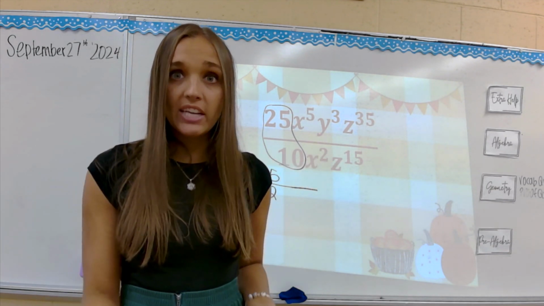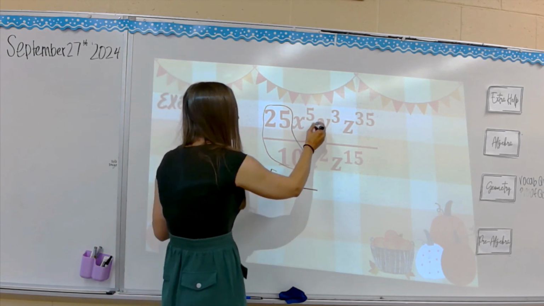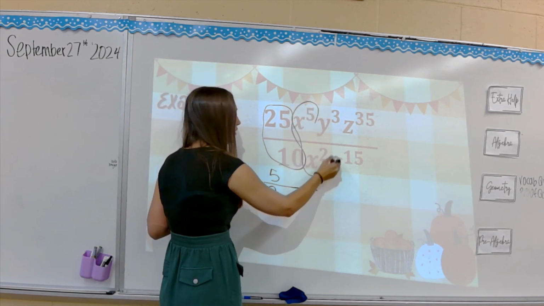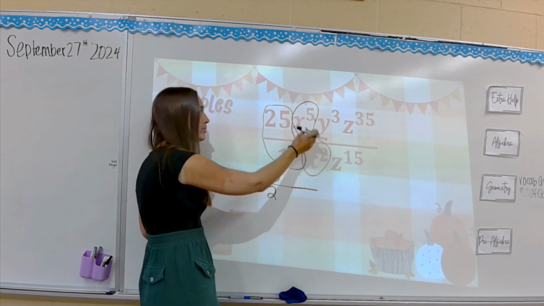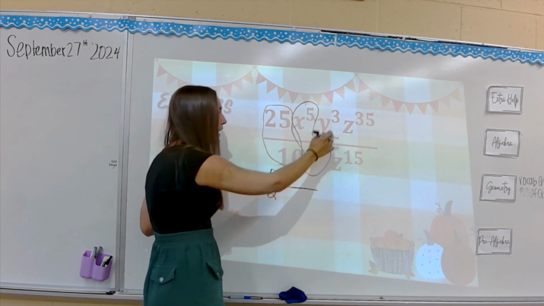So now I'm going to subtract my like bases' exponents. So I have x to the 5th and x squared. That becomes x to the 3rd. There's more in the top, so I leave it in the numerator. I have y to the 3rd.